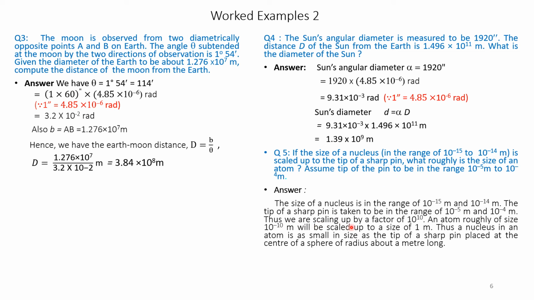Thus, we are scaling up by a factor of 10 to the power of 10. An atom, roughly of the size 10 to the power of minus 10 meters, will be scaled up to a size of 1 meter. Thus, a nucleus is as small as the tip of a sharp pin placed at the center of a sphere of radius about 1 meter.